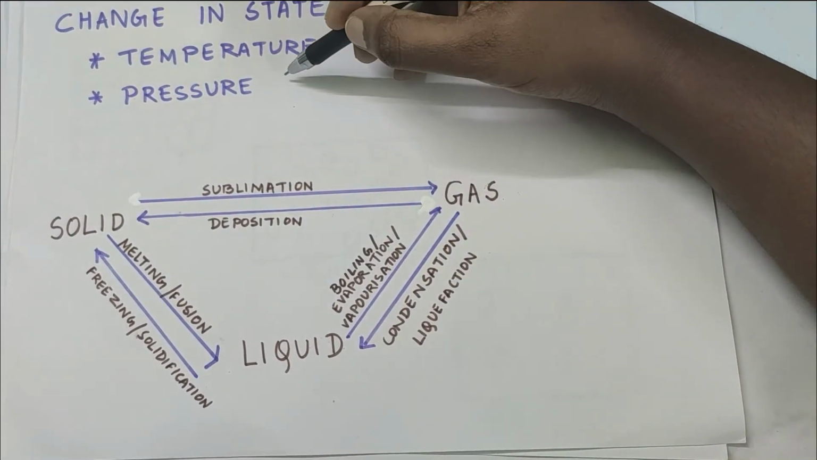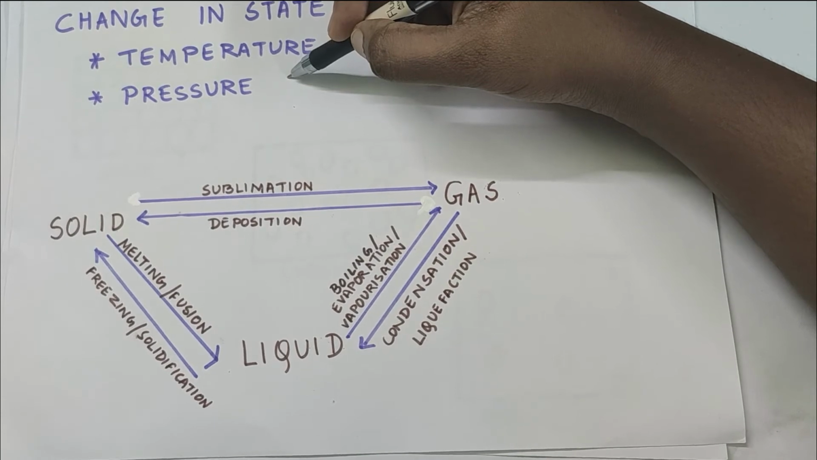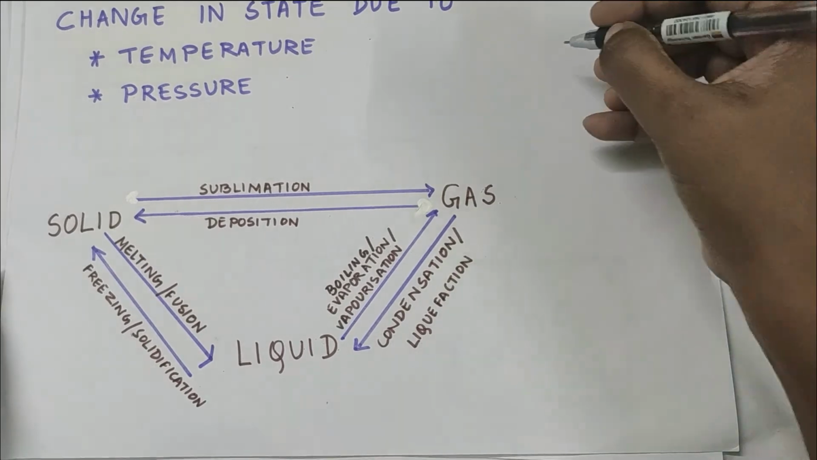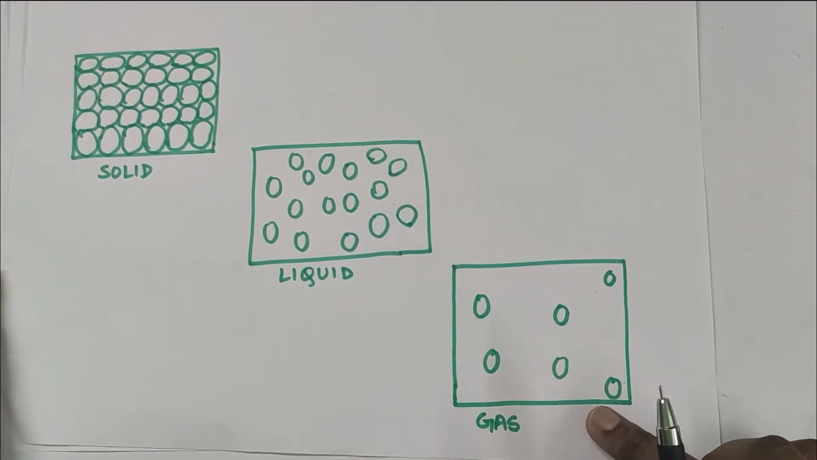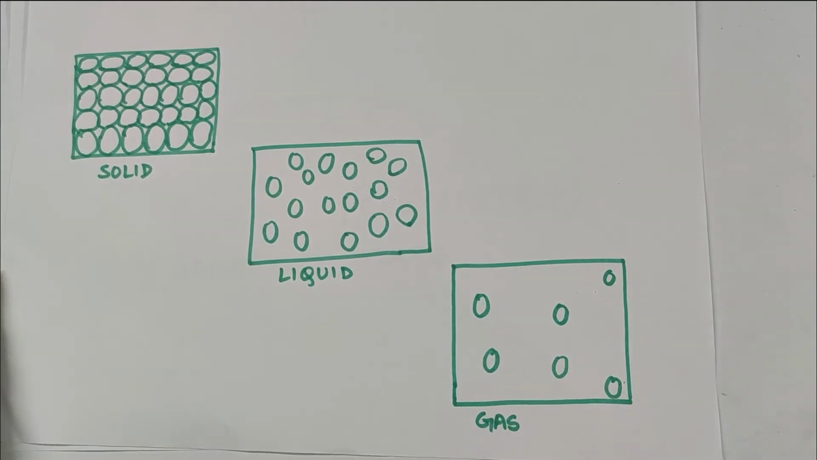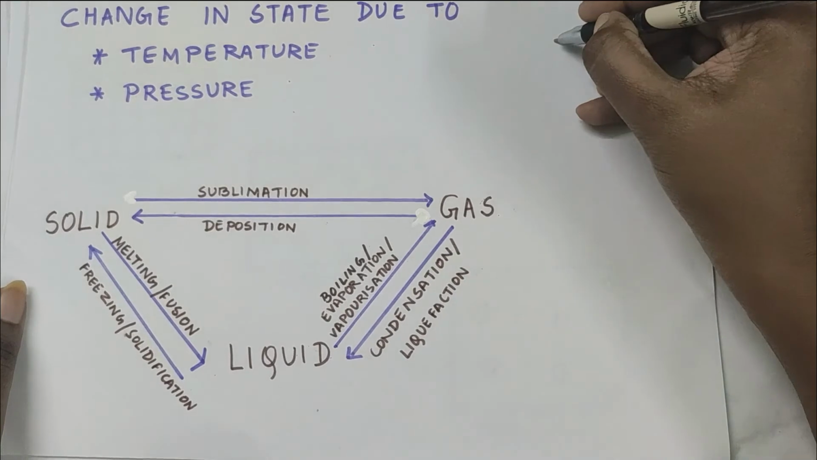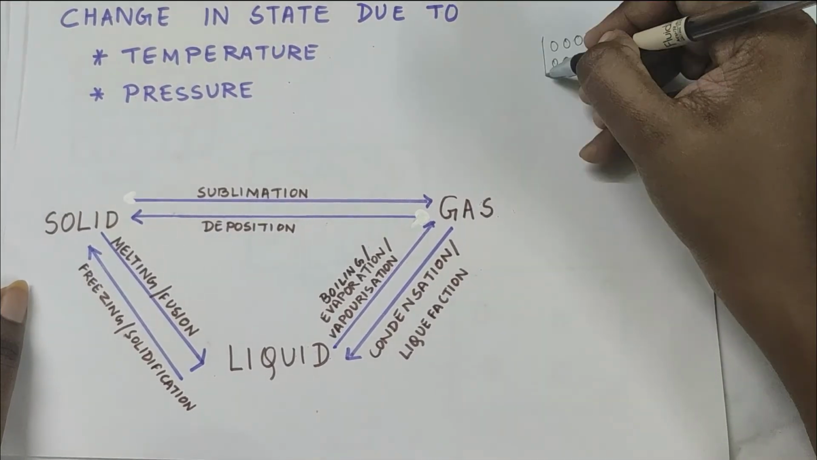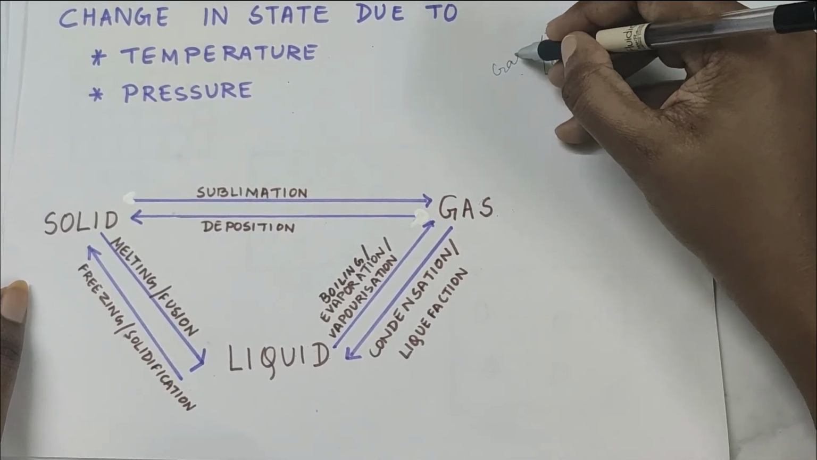But what happens when there is a change in pressure? Because of change in pressure, suppose we take gas. The molecules of gases are very far apart. So when I apply pressure to the molecules of the gas, they will come closer and the gas will change into liquid.